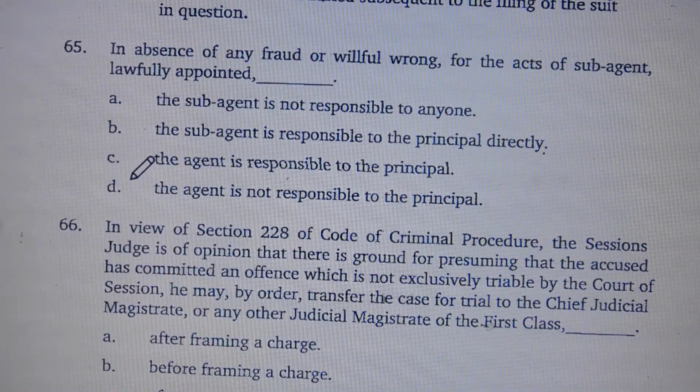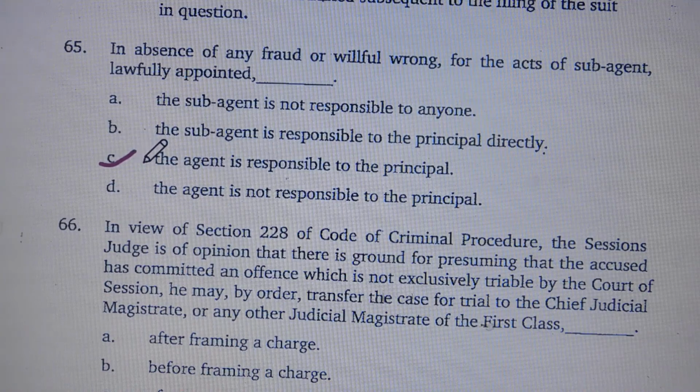Question number 65. In absence of any fraud or willful wrong, for the act of a sub-agent lawfully appointed dash. Answer is option number C. The agent is responsible to the principal.